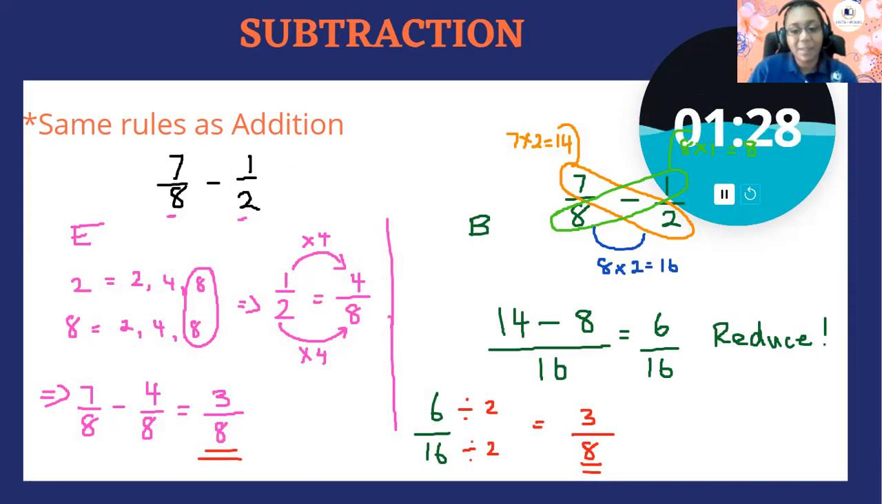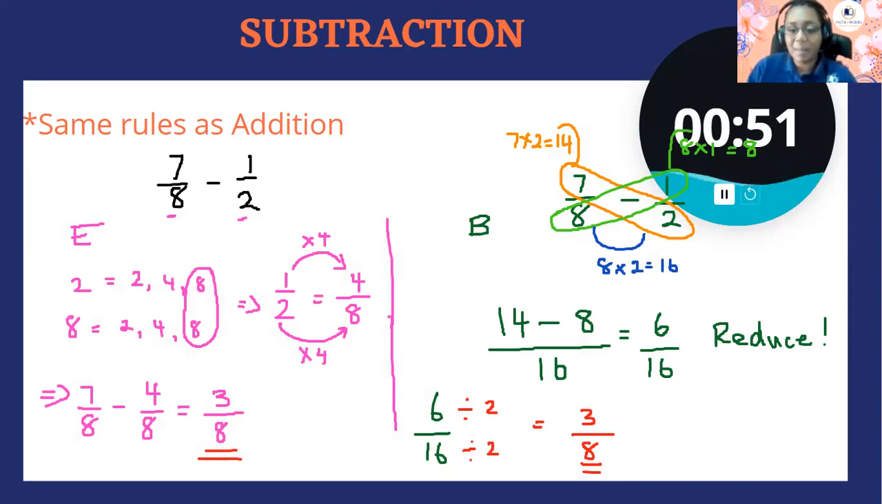Butterfly is a little more complicated, but once you get the hang of it, it's pretty straightforward. So you circle the opposite numbers and multiply them together. So 7 and 2, they're opposite. 7 twos are 14. 8 multiplied by 1 will give us 8. Then you multiply the denominators together and you will get 16. From there, you simply subtract the numerators. 14 minus 8 will give us 6. Our denominator remains as 16.